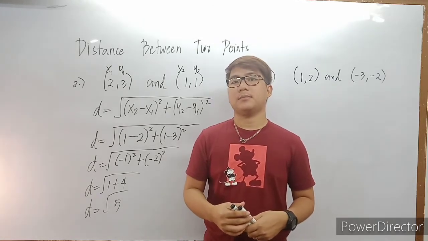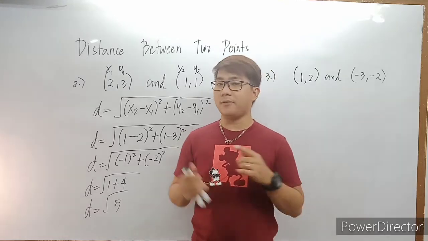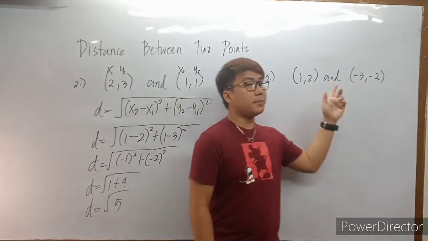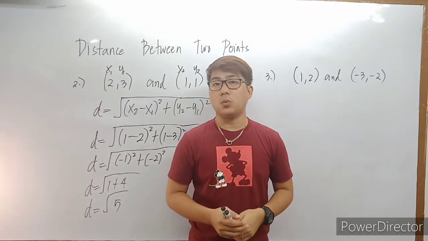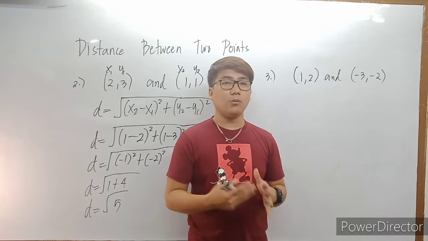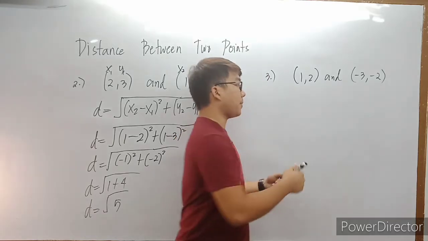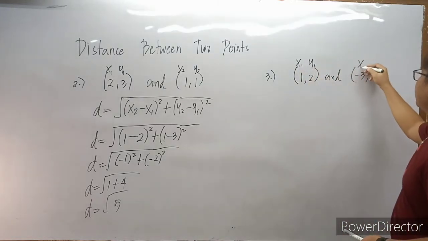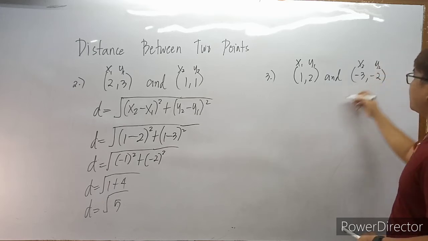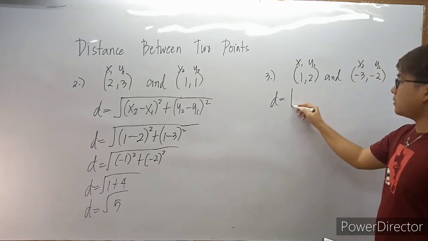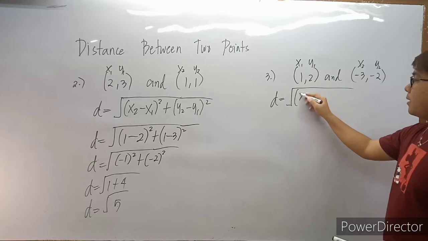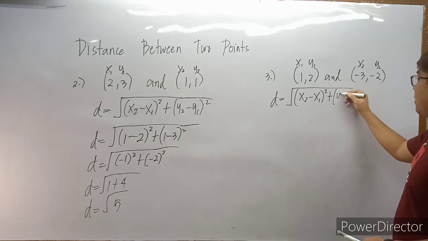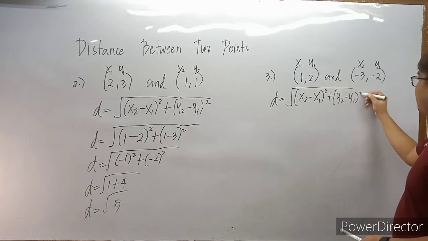Nagkakaintindihan. Okay tayo na? So, last example in finding the distance between 2 points is (1, 2) and (negative 3, negative 2). So, lagyan natin ng x sub 1, y sub 1, x sub 2, at y sub 2. So, using the distance formula, d is equal to the quantity of x sub 2 minus x sub 1 squared plus the quantity of y sub 2 minus y sub 1 squared.